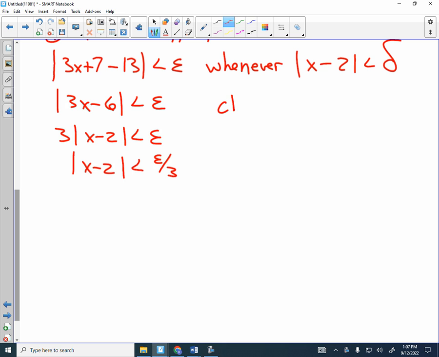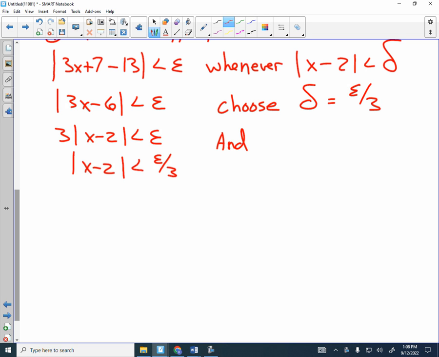So we say choose delta equal to epsilon over 3. So that we could choose the appropriate delta. So we made them look alike so we could choose the appropriate delta. Okay.